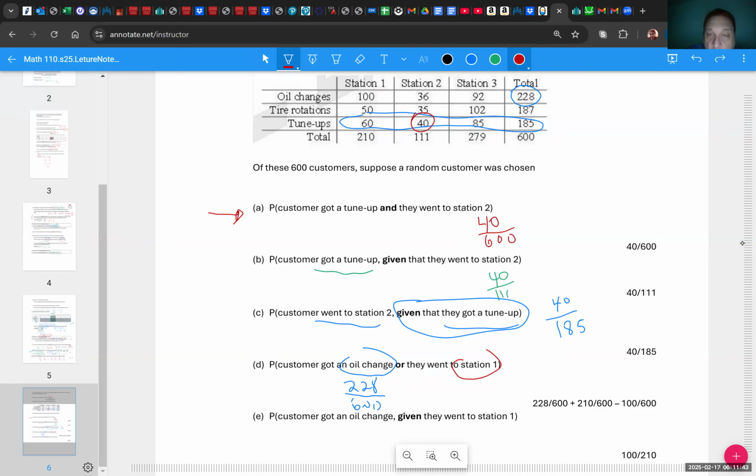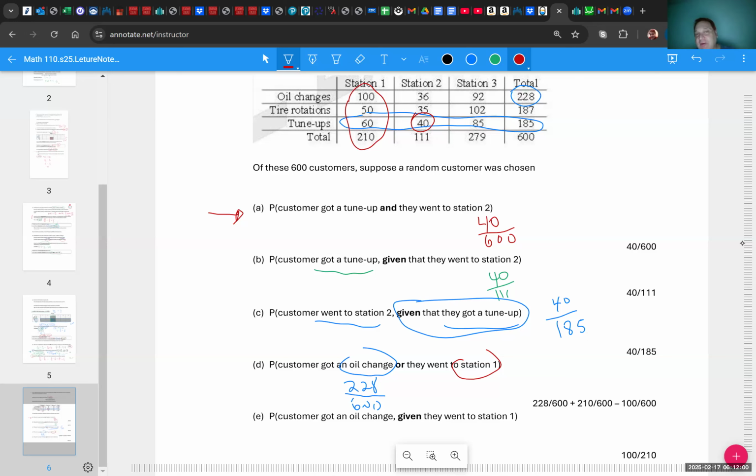Or they went to station one. Station one is 100 out of 600. Sorry, I don't know which is the vertical column, but there are 100. Okay, slow down, Jim. Okay, all of these are station one. I did it right the first time.